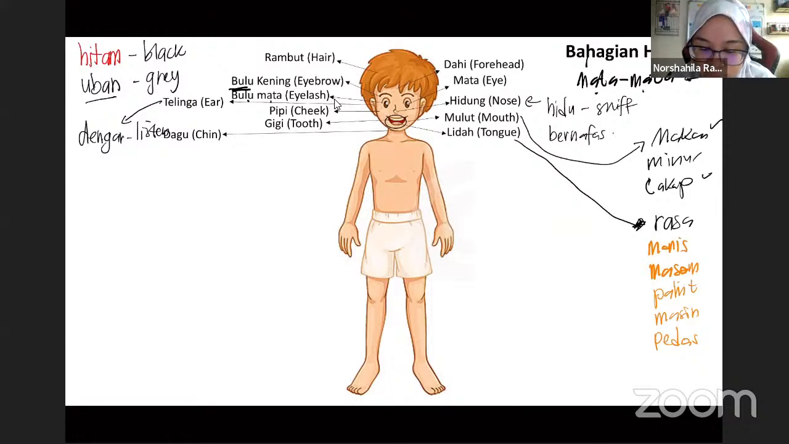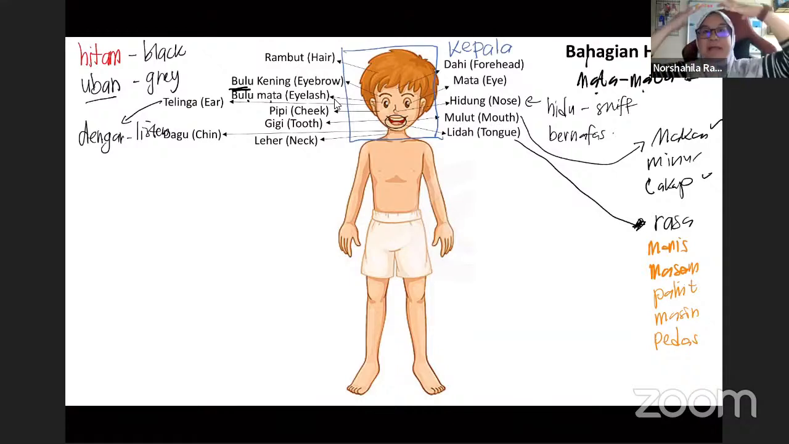Okay, next, what do we have? We have here a neck. You need to take care of your neck as well, right? Because it's very important. So the neck we call leher. In Bahasa Melayu, the whole part here we call kepala. So this is the kepala part.